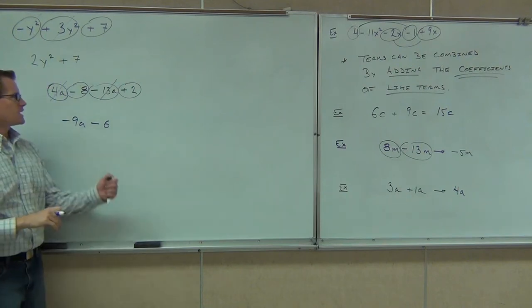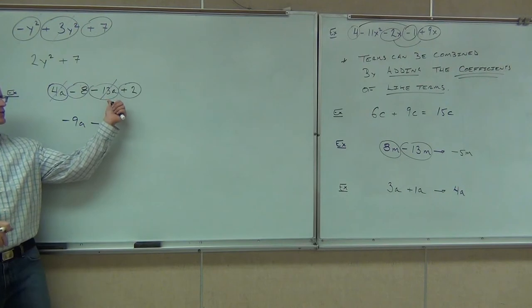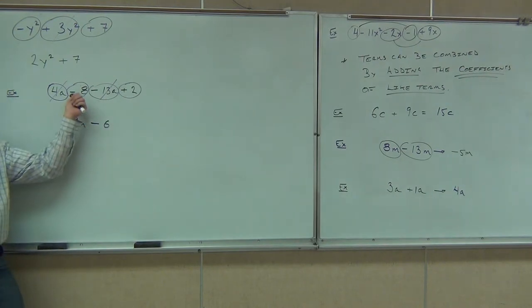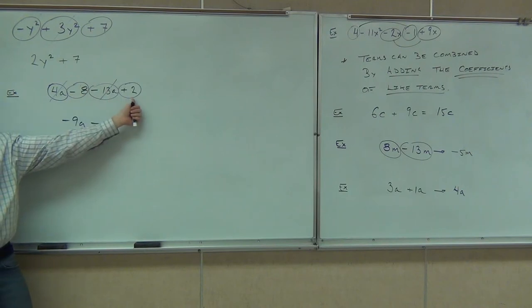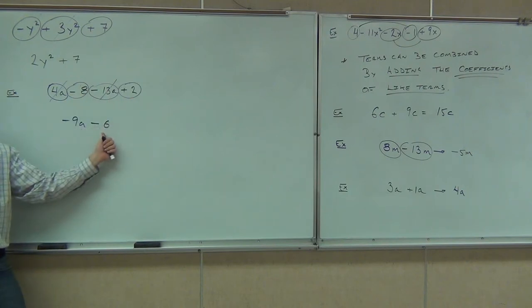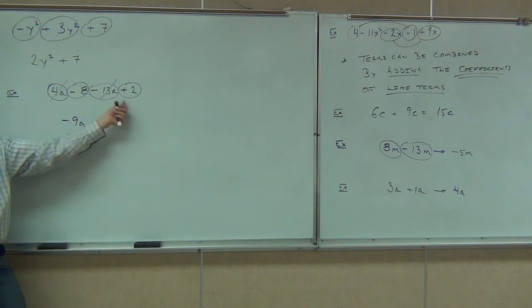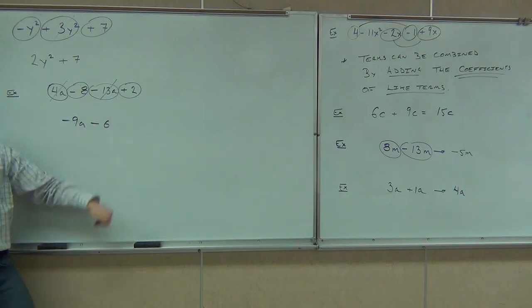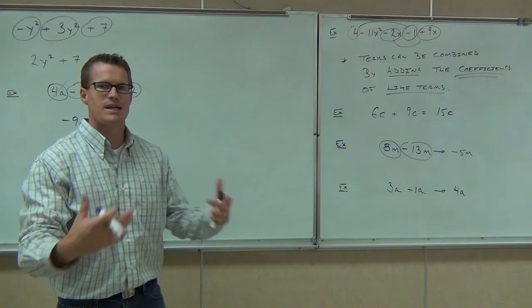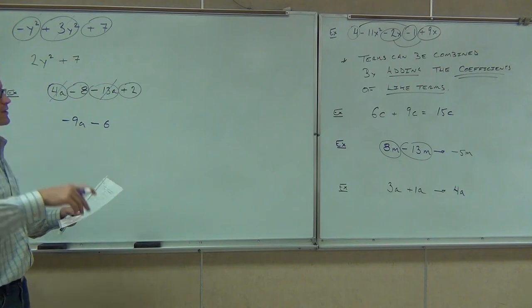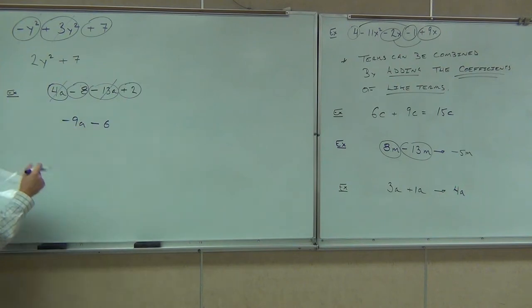Okay. Are we okay getting from 4a and negative 13a to negative 9a? Yes. Yeah? Are we okay getting negative 8, positive 2 to negative 6? Remember, that's addition rule. You'll subtract. 8 minus 2 is 6. Sign of the bigger number gives it to you a negative. Put down minus 6 because that was a negative 6 out of that. Okay, one more together, and then you get a few to do on your own.